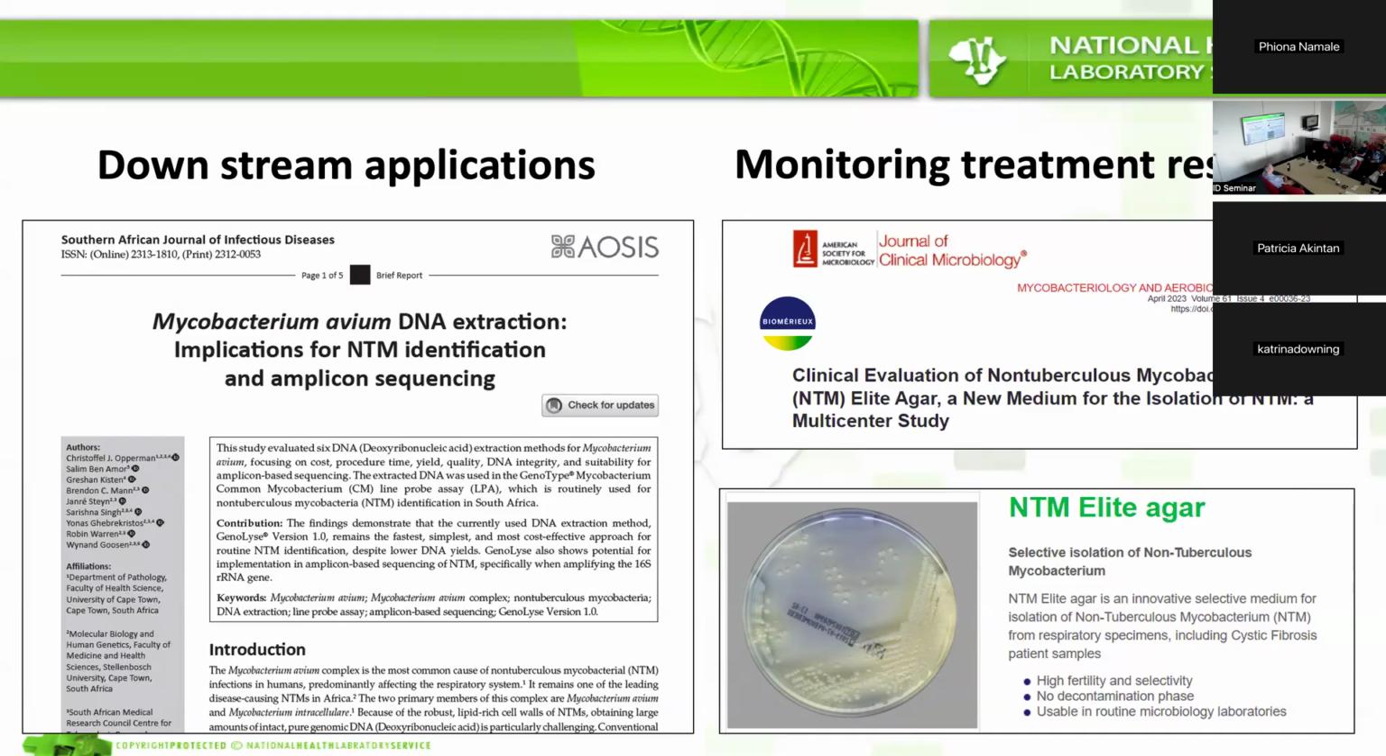is a selective media for NTMs. It's specifically made for cystic fibrosis patients. You don't need to decontaminate the sputum. It's just 100 microliters onto the plate. It's made by Bionomere. Very expensive, unfortunately, not available yet in South Africa.